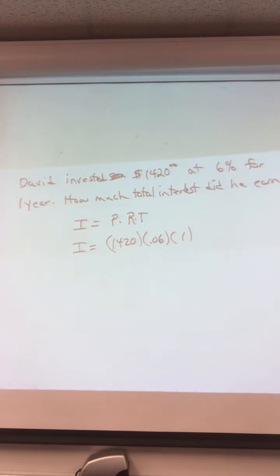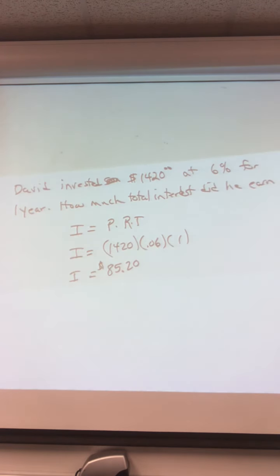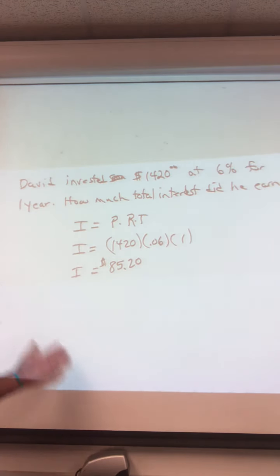So if I plug this straight into the formula, it would be $1,420 times 0.06 times 1. And when you multiply that out, that's $85.20. Now, I know that you get this, but let me say it anyway.